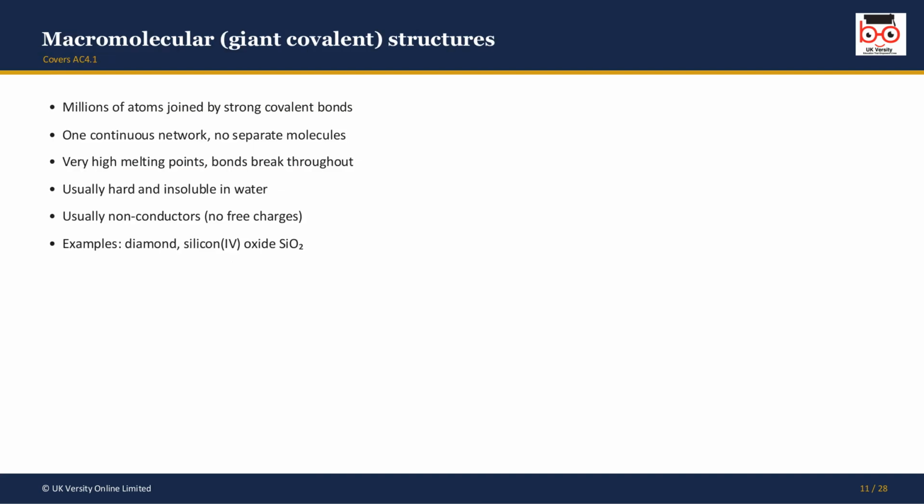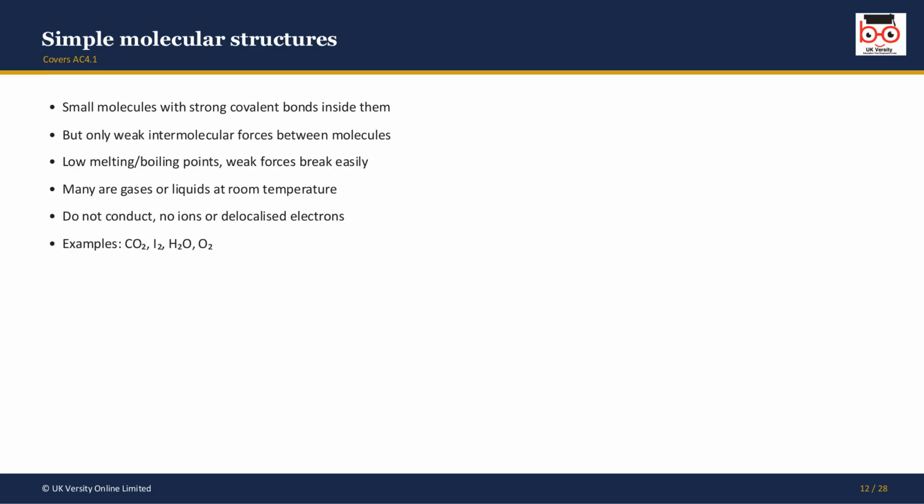Macromolecular, or giant covalent, structures are next. Here, millions of atoms are joined by strong covalent bonds into one continuous network with no separate molecules at all. That gives very high melting points, since bonds must be broken throughout the whole structure. They're usually hard and insoluble in water, and usually non-conductors because there are no free charges. The standard examples are diamond and silicon dioxide, SiO2.